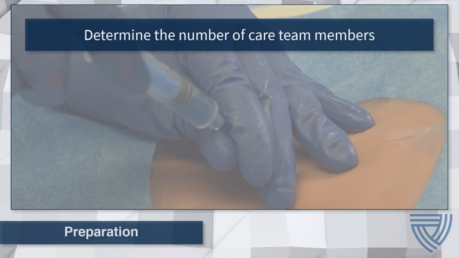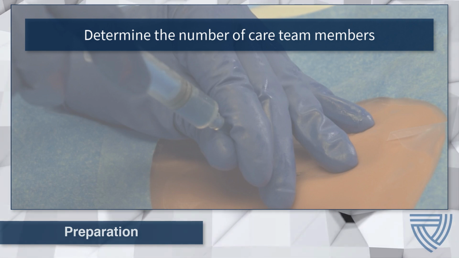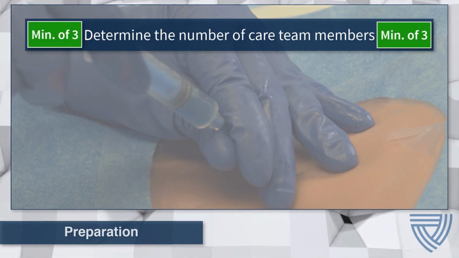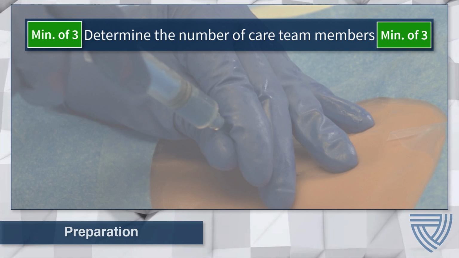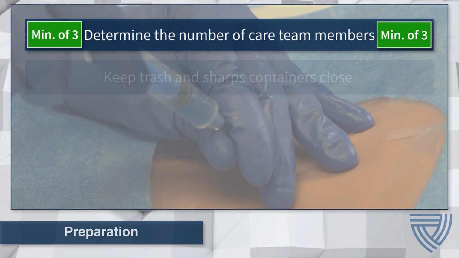For safety reasons, it is recommended that a central line insertion procedure in a special pathogen isolation area require a minimum of 3 care team members: 1 to perform the procedure, 1 to assist at the bedside, and the 3rd to monitor the patient. This 3rd care team member will also play an important role in monitoring the procedure for breaks in sterile technique or exposure to bodily fluids.